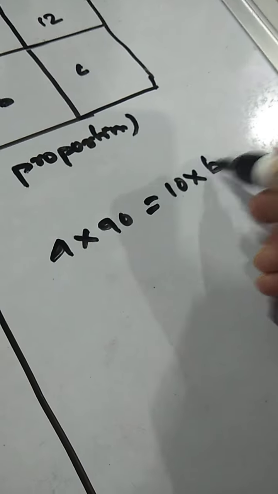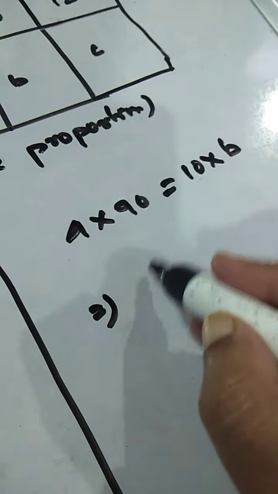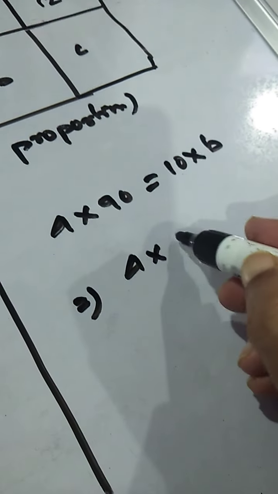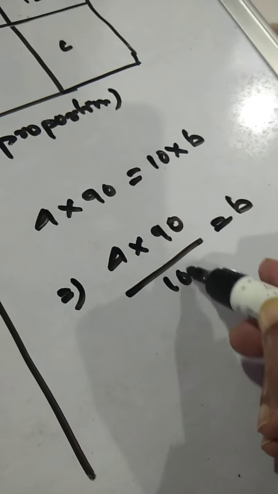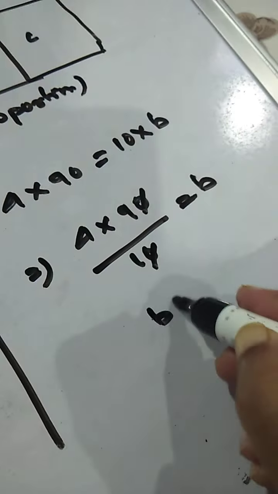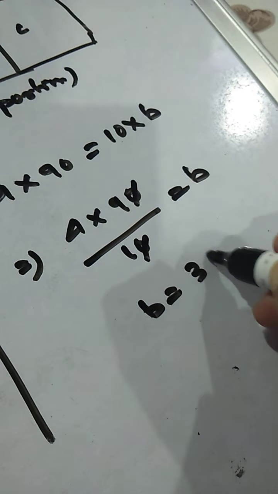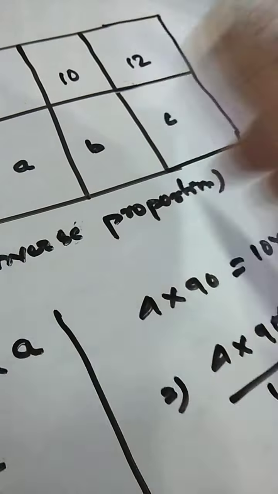10 into B. Now again we'll transpose 10 towards the left hand side. So it will be like this. Now reduce these two zeros. So the value of B would be what? 4 nines are 36 degree. So the value of B is 36 degree. So when the number of spokes is 10, the angle between the two spokes will be 36 degree.